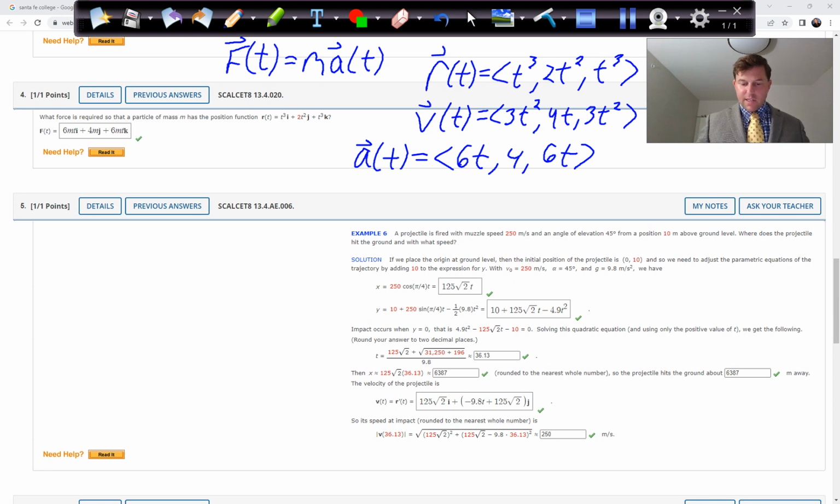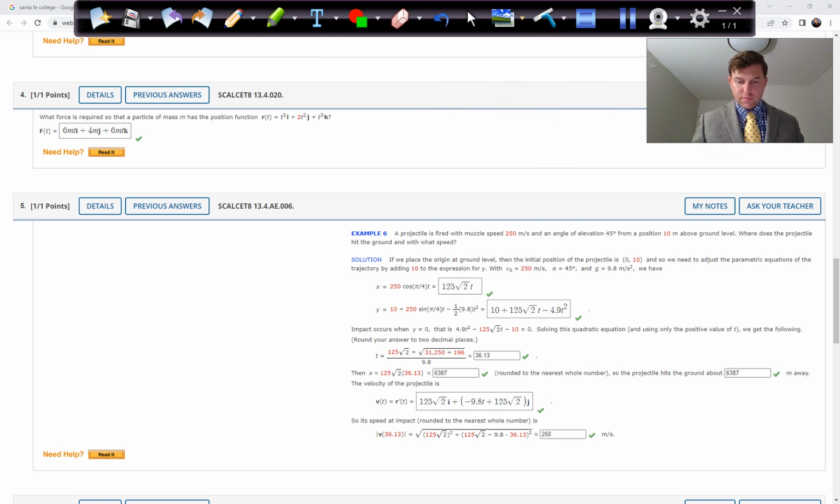And then the last thing is just to put an m next to each of these, so we get 6mt, 4m, 6mt, which we have right here. And I wrote it in i, j, and k. So you can write this vector format into i, j, and k, so it's 6mt i, 4m j, and 6mt k. That'd be problem 4.